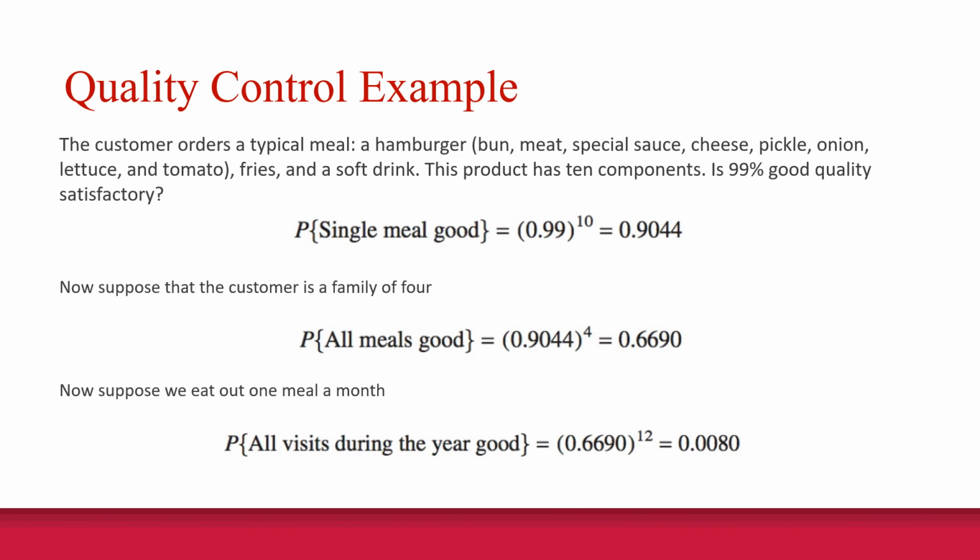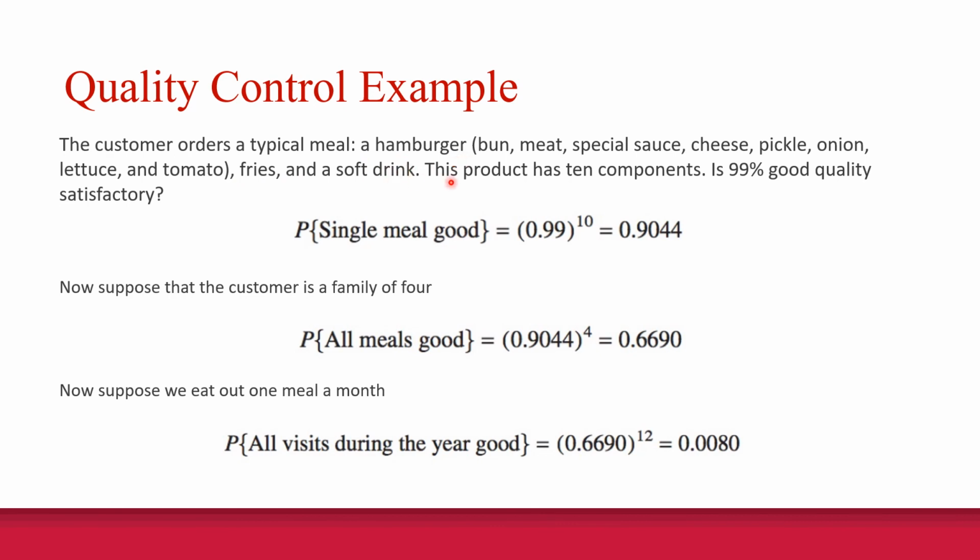So let's take a look at an example. The book talks about this. He says, let's say a customer orders a typical meal, like a hamburger. A hamburger has a bun, meat, sauce, cheese, pickle, onion, lettuce, tomatoes, kind of like McDonald's, right? It's got fries and it's got soft drinks. So this meal has 10 components.